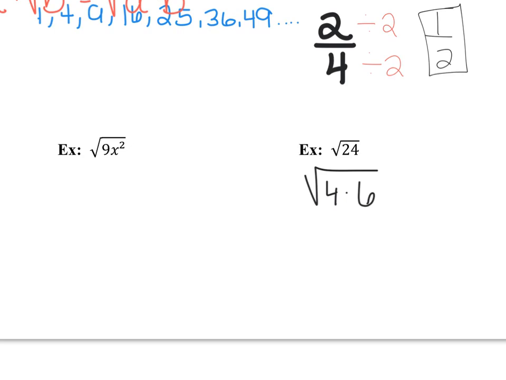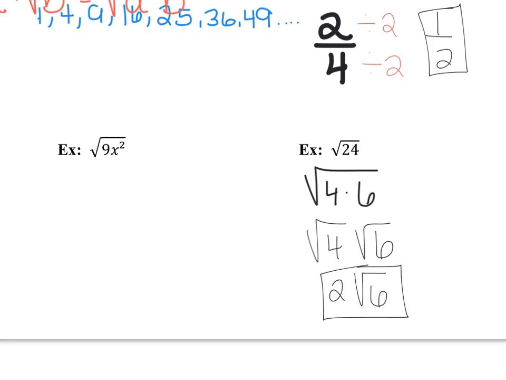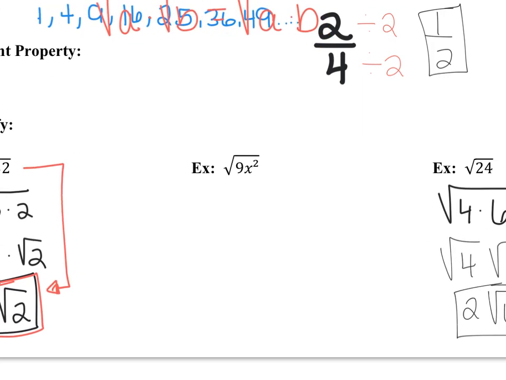So now the product property lets me split these each into their own radical. So now I have radical 4 and radical 6. And I know the square root of 4 is 2. I don't know the square root of 6, so that stays inside the square root, and that's my answer. On the next page, you'll do some additional practice on your own, but for the moment, we're going to jump back to this problem right here.